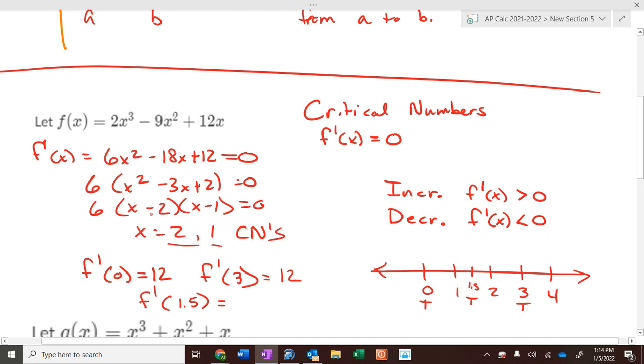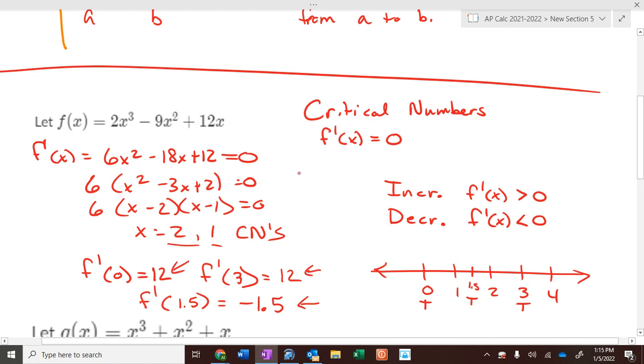What's the first derivative at 1.5? 1.5 minus 2 is negative 0.5. 1.5 minus 1 is positive 0.5. Negative 0.5 times positive 0.5 is negative 0.25. Negative 0.25 times 6 is negative 1.5. See how this is positive, negative, and positive?